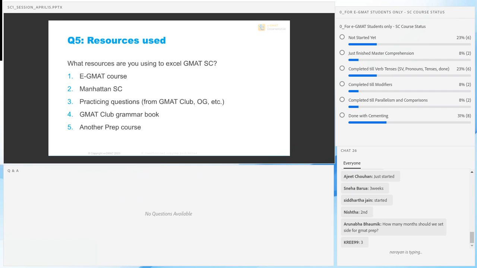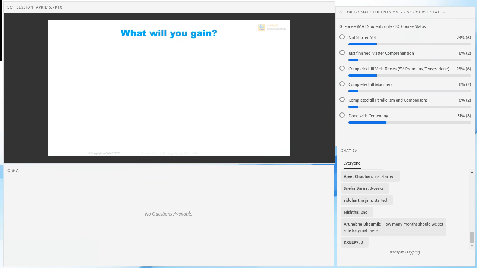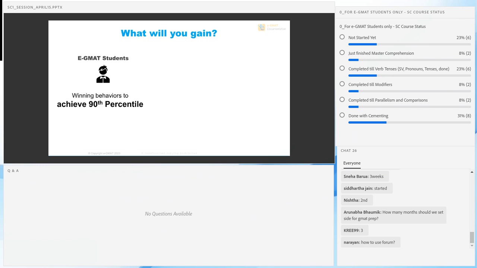Okay. So, all right, now let's move on to our next slide here. What are we going to gain? We have already talked about that. e-GMAT students, you will understand all the winning behaviors that you need to demonstrate in order to get to 90th percentile. We want to make sure that every minute that you spend on the platform takes you in the right direction towards your target GMAT score, right? So you're going to learn a lot about that in this session.